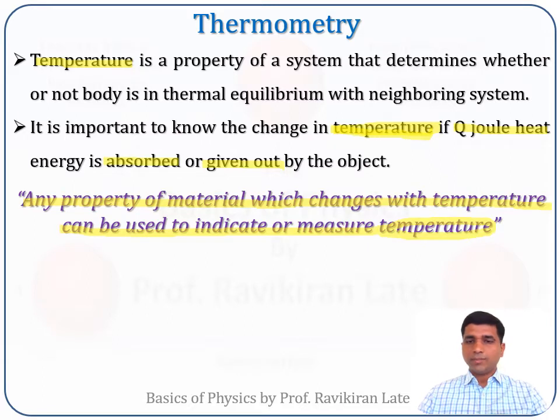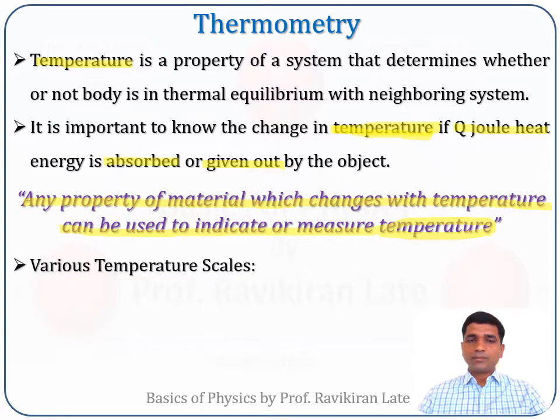It may be the resistance of a material which is changing, or it may be the density of the material which is changing with the temperature. If you have such a parameter associated with the material, then that material can be used for the measurement of temperature, or to indicate the temperature. That is nothing but the principle of thermometry.